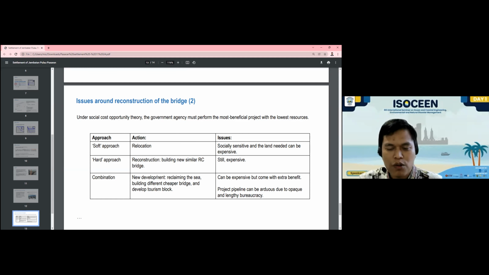And for this solution, there can be expensive, but it comes with extra benefit. The development will make some revenue stream needed to fund the construction of the bridge as well as the development of the people of Pulau Pasaran.